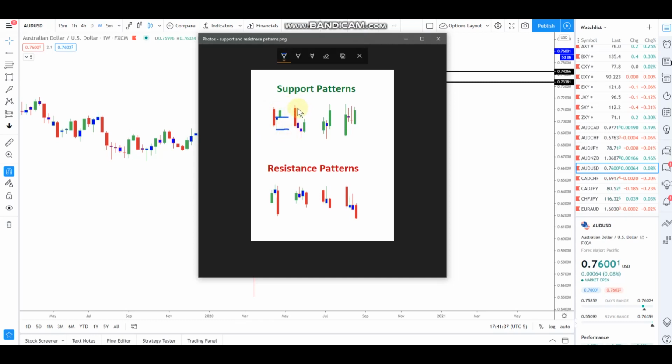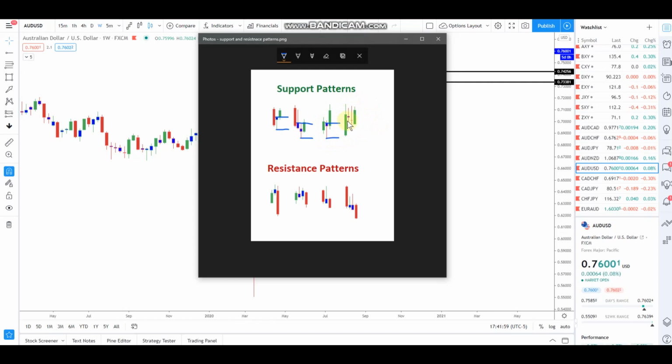Okay, and then the next pattern is going to be a red, two blue and a green, and we're going to use the highest body of the two blues and then the lowest wick of the two blues. Okay, and then we're looking for a green, blue and a green, and we're going to use the same as the first pattern, the highest portion of the body of the blue candle and then the wick as well.